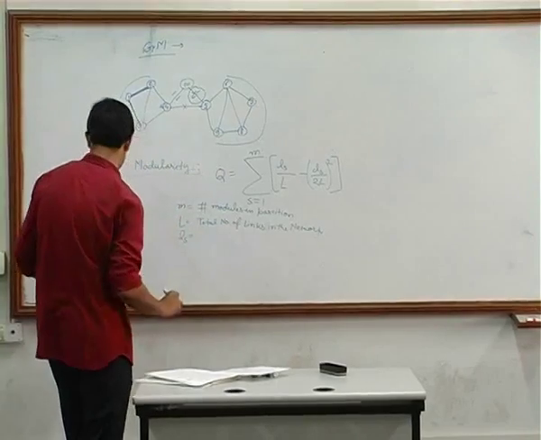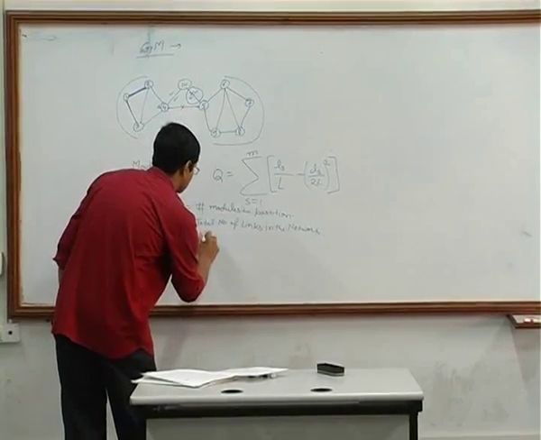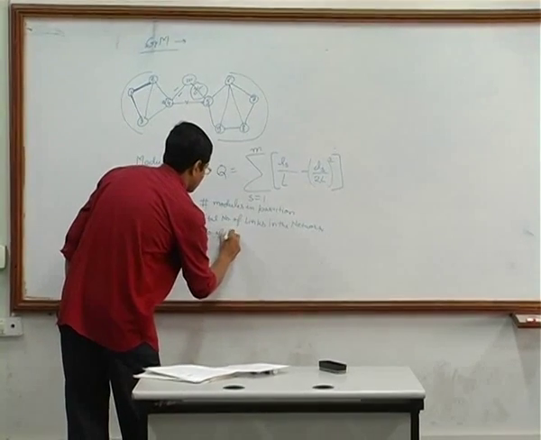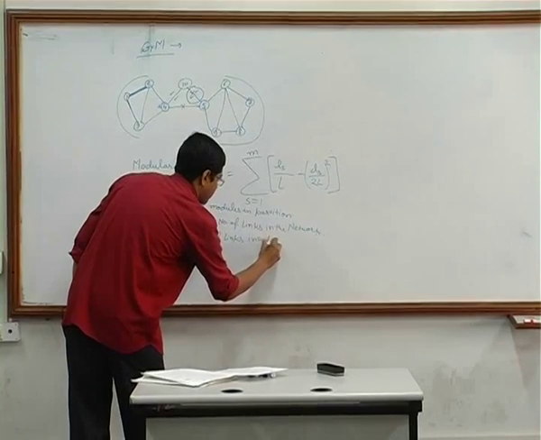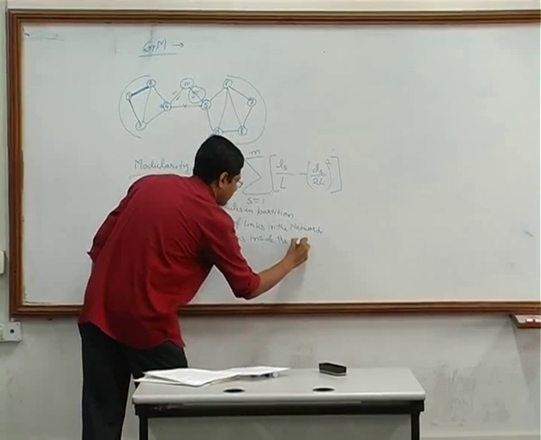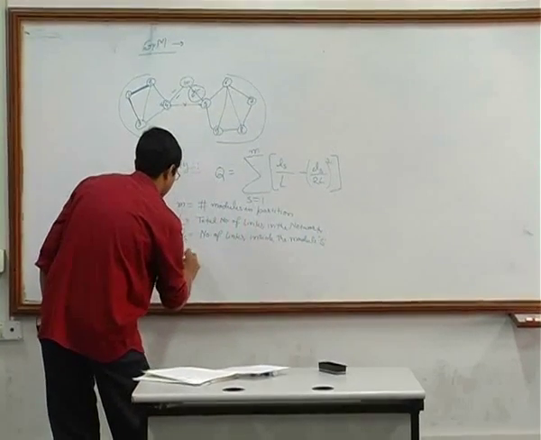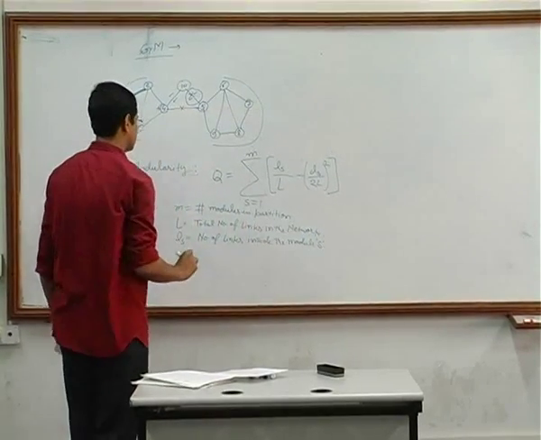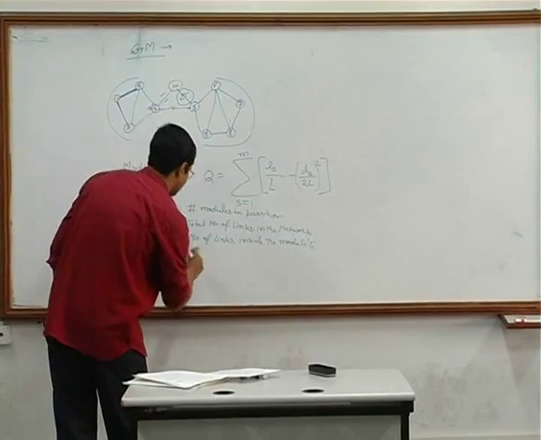LS represents the number of links inside the module S, and DS represents the total degree of nodes in module S.